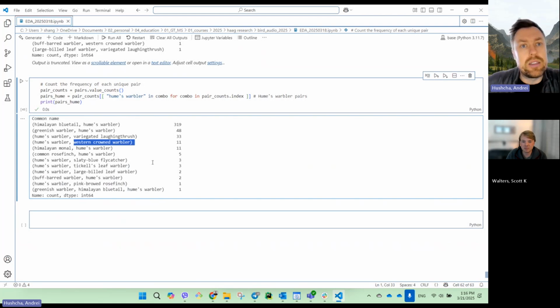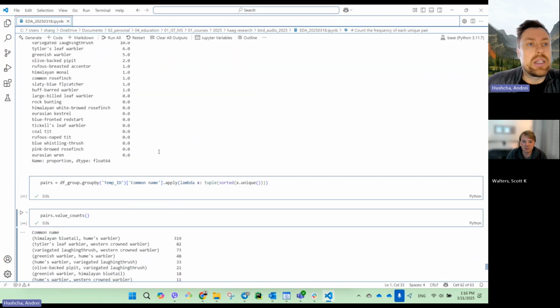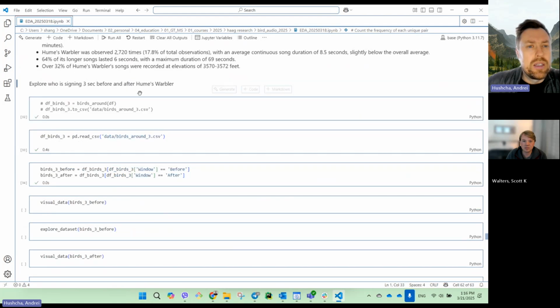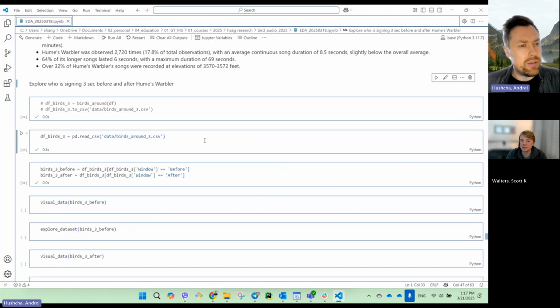I still have to write down some summaries and redo my code for the 3 seconds before and after Hume's Warbler. The main point of this code is a kind of communication. Let's say me being a bird, I'm singing, and then within 3 seconds Hume's starts to interact, protecting the area or doing anything else. So I'm trying to catch who's singing after Hume's and before. But the code is not really right, and I have to redo it.